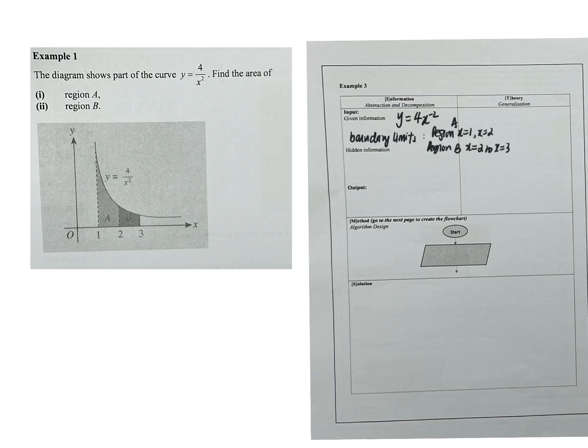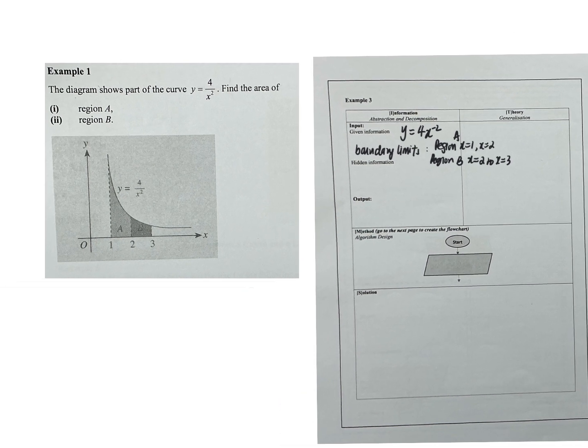Any other essential info that they give us? No more? Okay, what is the output that I'm trying to find here? Area. So the area of regions A and B respectively. So this is what I'm interested in finding. Then what do you think is the theory that we need to use in this example?